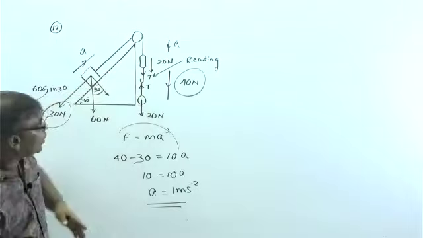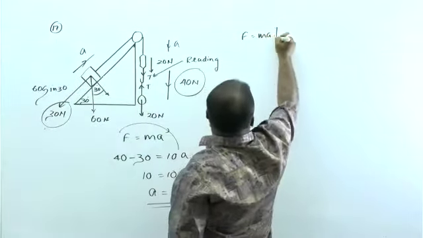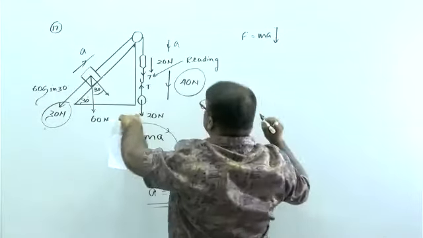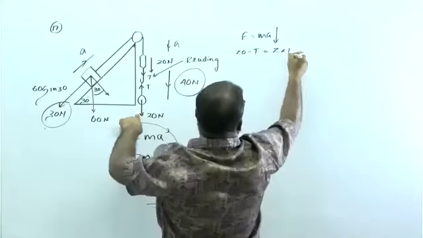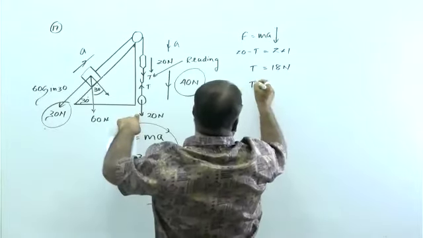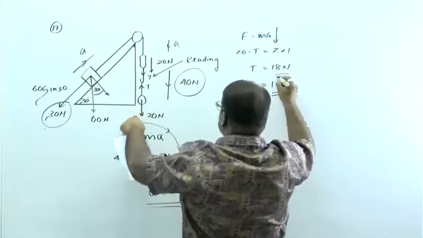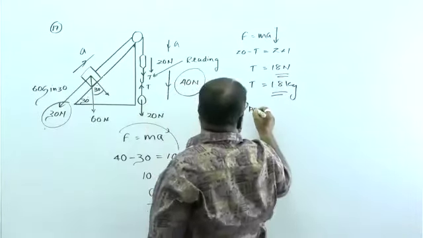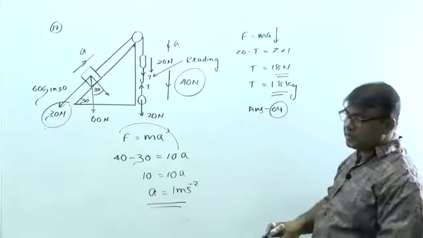As it is going down, we can say F equal ma towards downward. Here, only for this one, right? Only for this 2 kilogram. 20 minus T equals 2 into 1. T becomes 18 Newton. The reading is 18 Newton or 1.8 kilogram. Both are correct. But the given answer is the fourth one, right? Okay. Can you complete now?